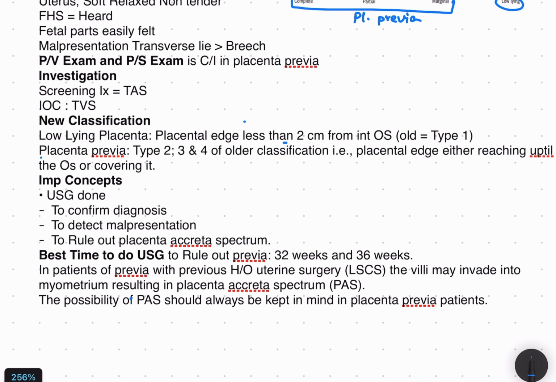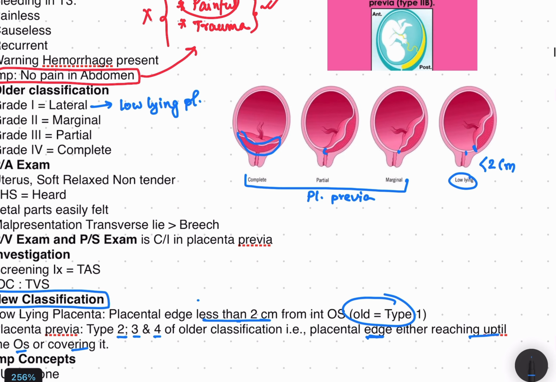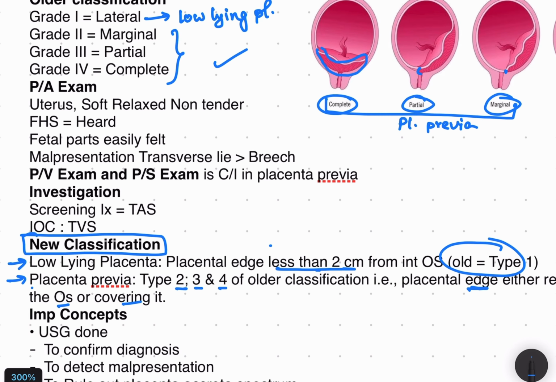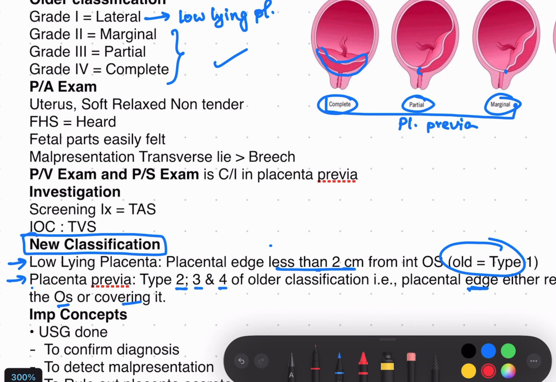See, the new classification system is: low lying placenta, where the old type 1 is less than 2 centimeters, and placenta previa, old types 2, 3, 4, where the placental edge either reaches up to the os or covers it. So either the marginal variety, partial previa, or complete previa is now known as placenta previa.